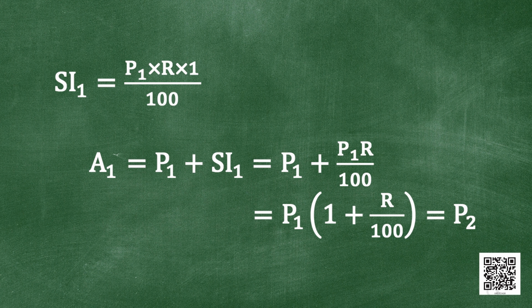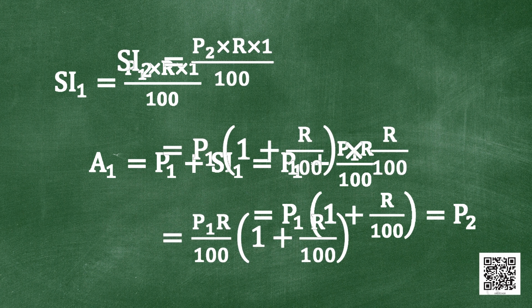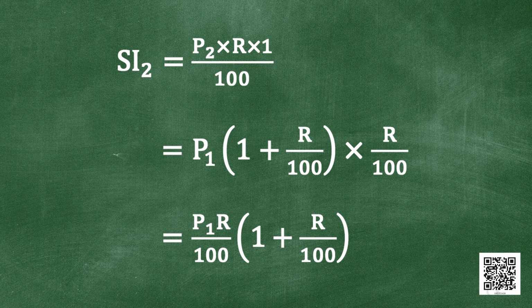So let us find the simple interest for the second year, that is SI2 is equal to P2 multiplied with R multiplied with 1 divided by 100. Just earlier we had seen that P2 is nothing but P1 times (1 plus R by 100) multiplied with R by 100. So we can write it as P1R divided by 100 times (1 plus R by 100).